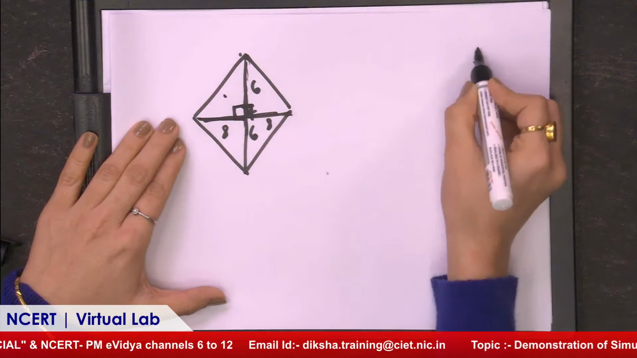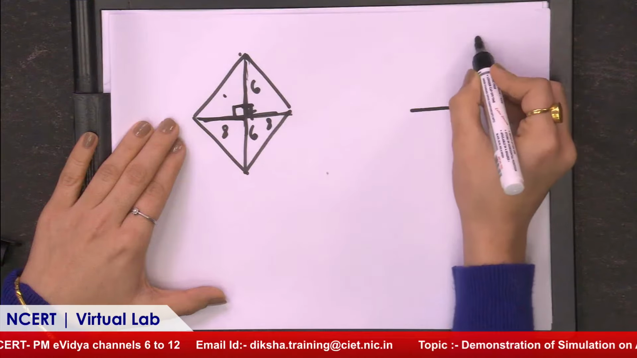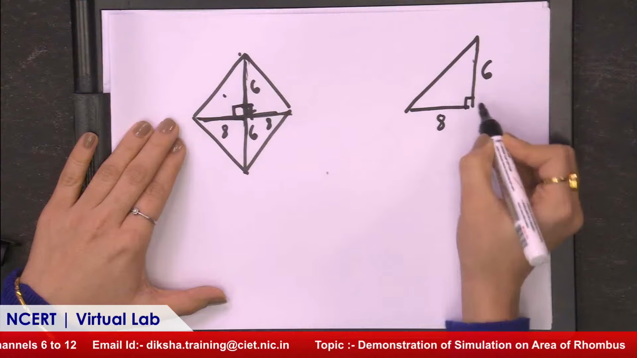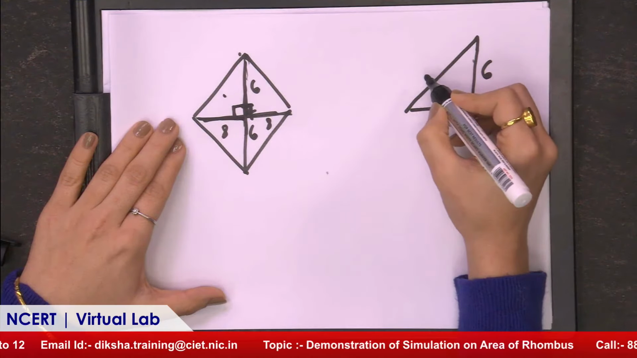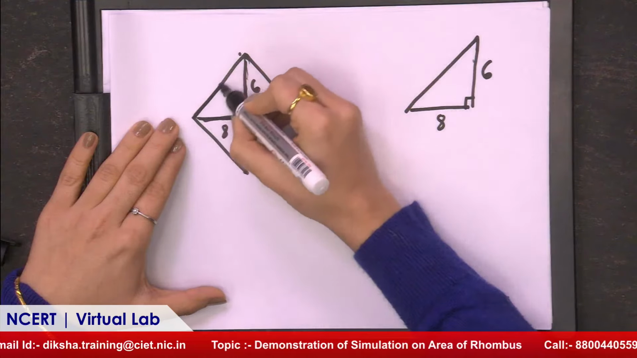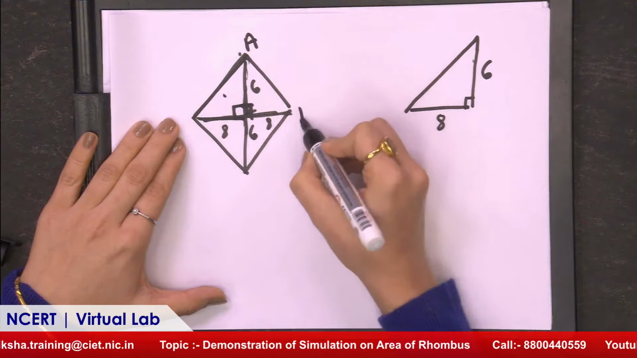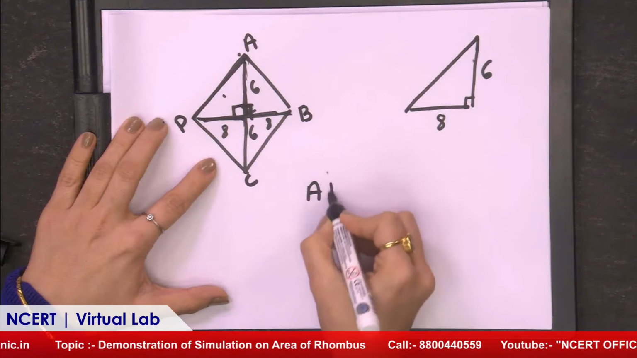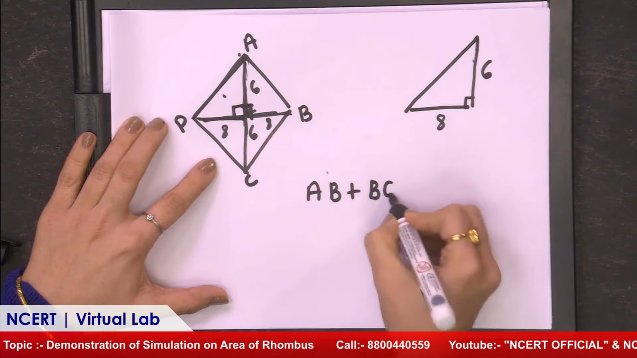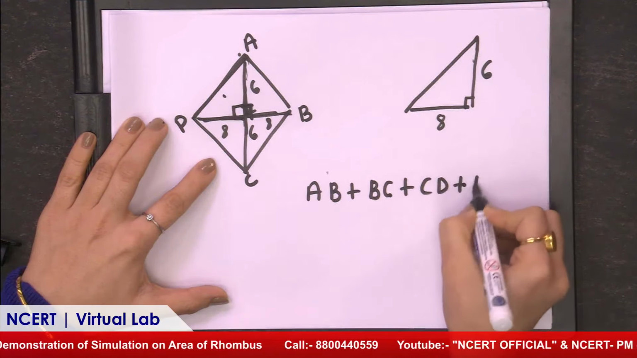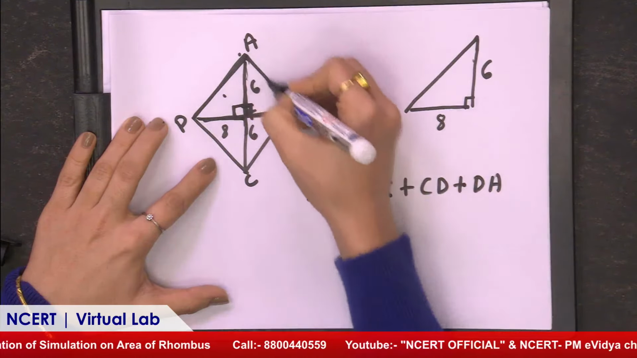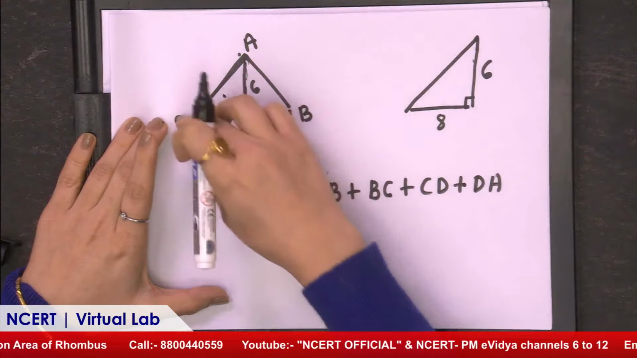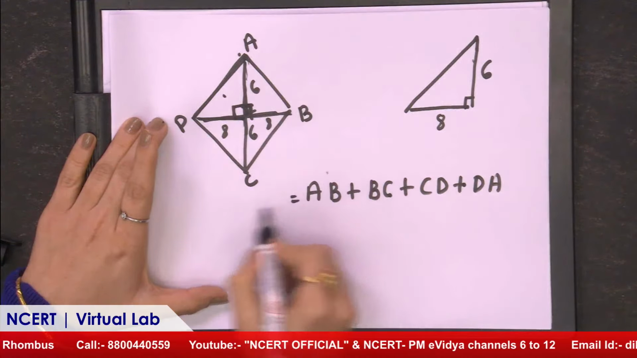I am showing this triangle here. So this side is 6, this side is 8 and this is 90 degrees. We have to find the perimeter. For perimeter we have to find the values of AB, BC, CD, DA. So what we need to find is AB plus BC plus CD plus DA. So what is perimeter? That is the outer boundary. So we have to find the outer boundary of the rhombus. So this is the perimeter.